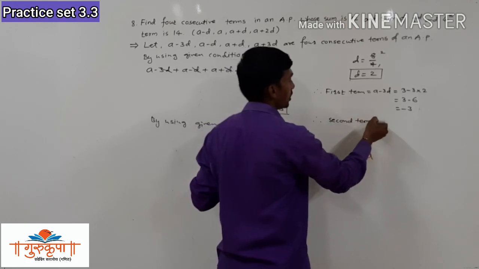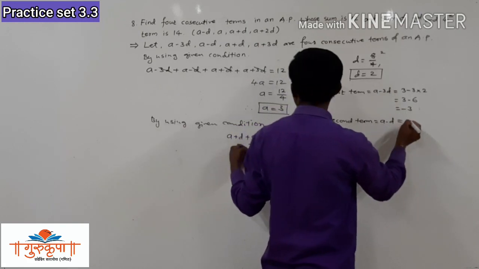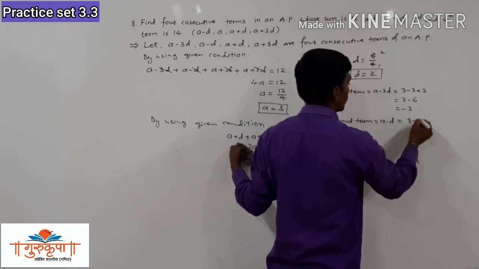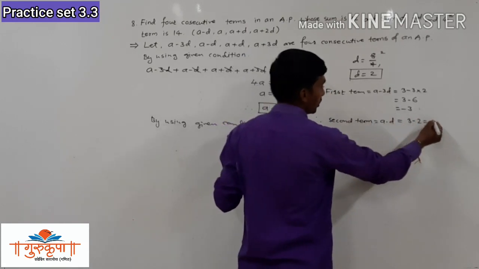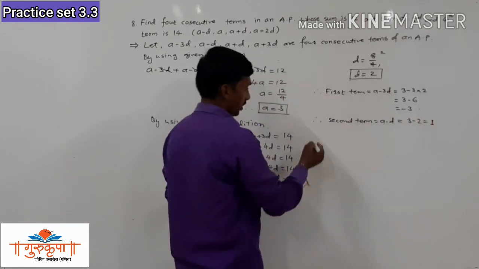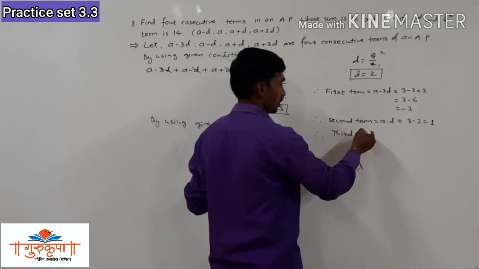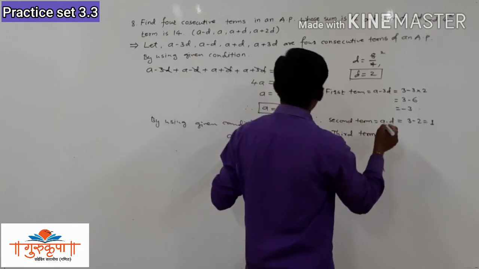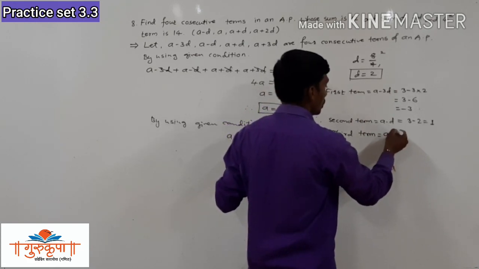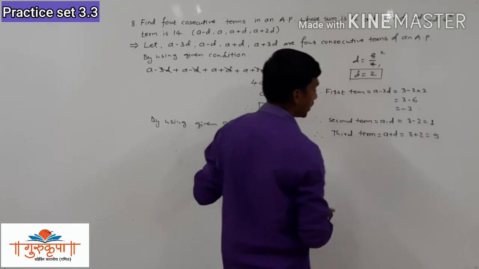Now we will find the second term. The second term we consider, that is a minus d. Put the values there. a is 3 minus d is 2, which is equal to 1. So the second term is equal to 1. Now we have to get the third term. We consider the third term as a plus d. So put the values there. a is 3 plus d is 2. It is equal to 5.